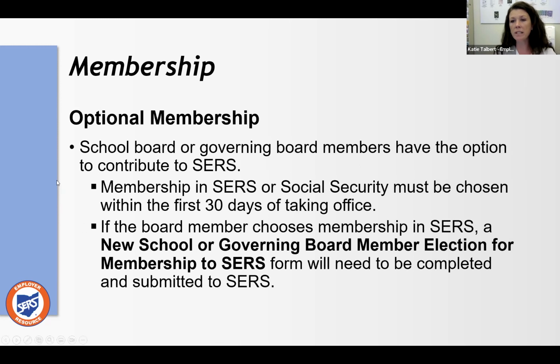Optional membership. This is in reference to your school board members or governing board members. They have the option to contribute to SERS. Membership in SERS or Social Security must be chosen within the first 30 days of taking office. If the board member chooses membership in SERS, a new School or Governing Board Member Election for Membership to SERS form will need to be completed and submitted to SERS right here.